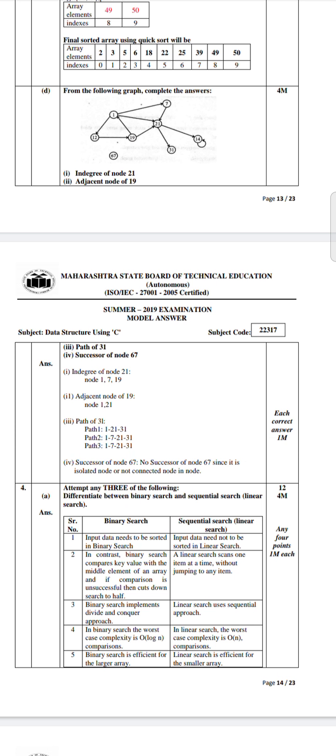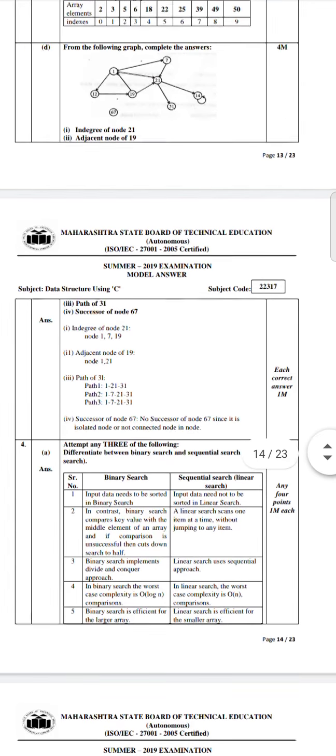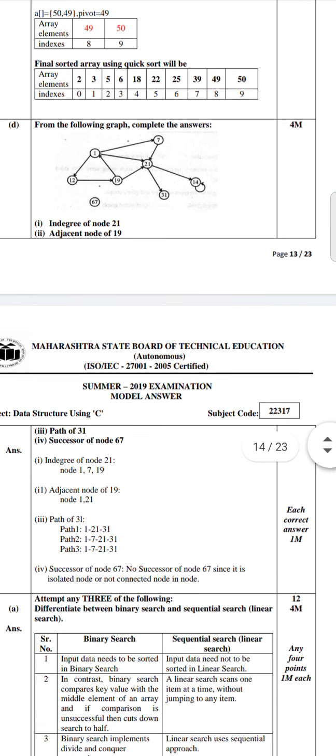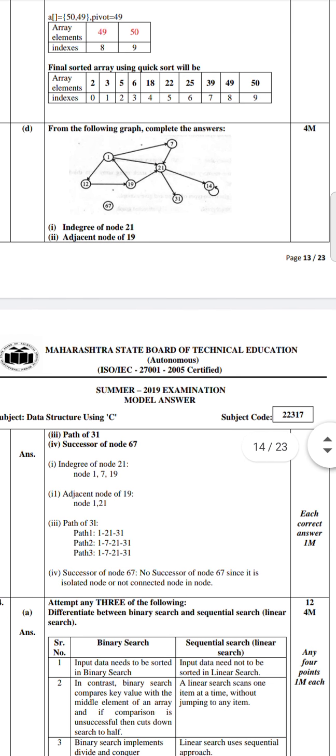In this particular session, we will find the in degree of node 21, then the adjacent nodes of 19, then the path of 31, and the successor of node 61. So we are given this particular graph. This is our graph which is given to us, right? So we go bit by bit.